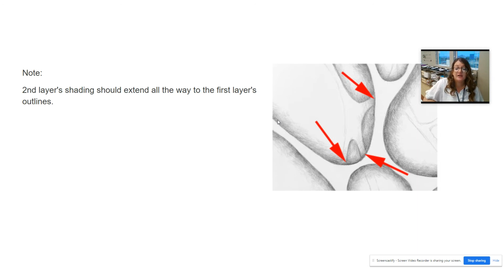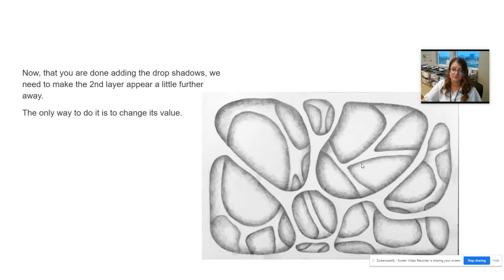All right, so here's just a little note for you guys. Your second layer shading should extend all the way to the first layer outline. If you can see down here, this little shading for your second layer goes all the way to the edge so that it really looks realistic, like they are just laid on top of each other.